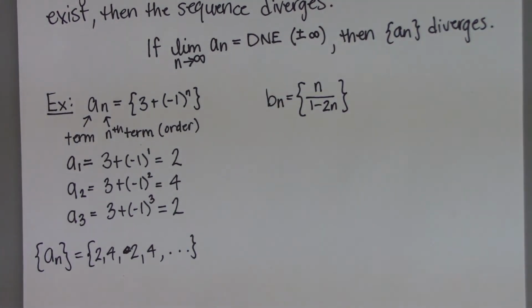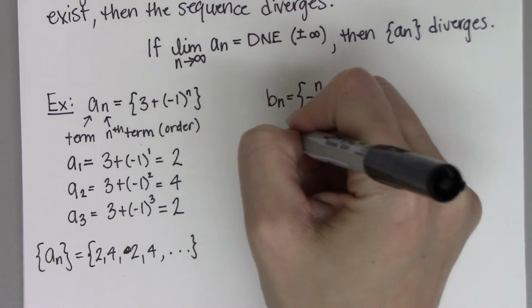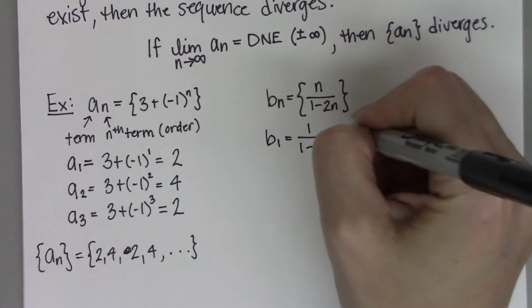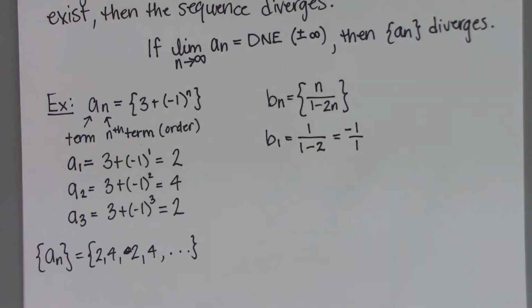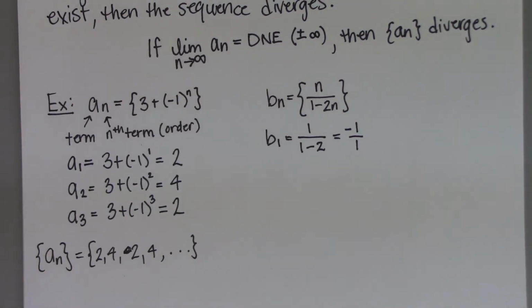So this sequence, right, is n over 1 minus 2 to the n. So if I want to generate the first term, I plug in 1, and I get negative 1 over 1, right? The numerator's 1, the denominator's negative 1, but I just personally like to move those negative signs into the numerator.